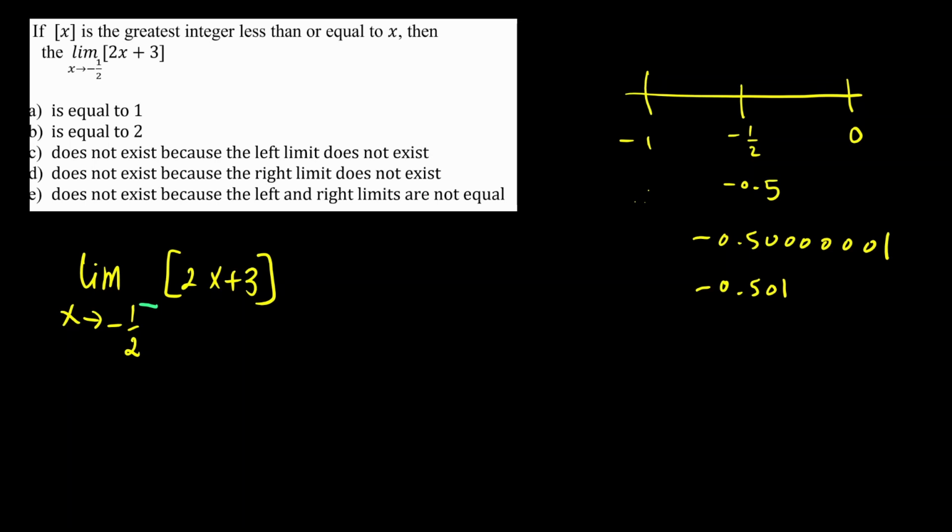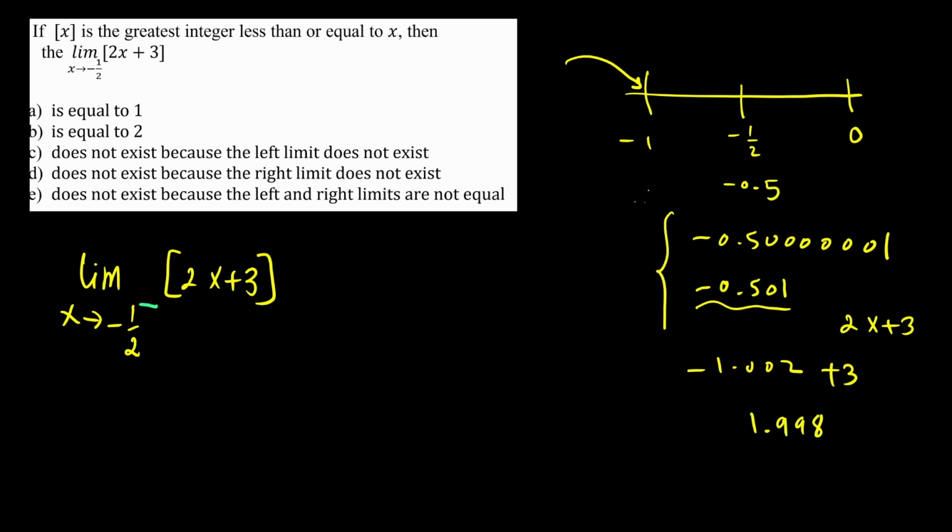Now, if you multiply this number by 2, again, we are looking at this expression, 2x plus 3. If you multiply this number by 2, you will get minus 1.002, which is a number that is very, very close to minus 1, but again from the left. So we are coming to minus 1 from the left just by multiplying minus half by 2. And if you add 3 to that, you will talk about numbers that are very close to 2, but again from the left, which means that it will be something like 1.998. So this is, of course, if you want to try some numerical values.